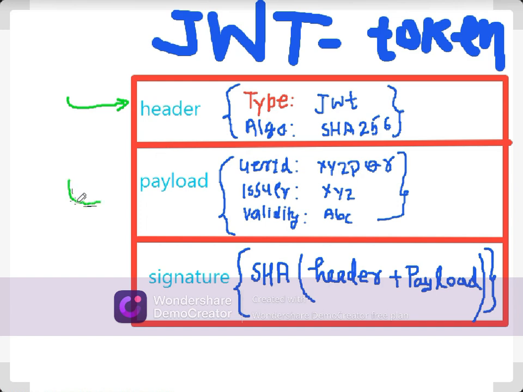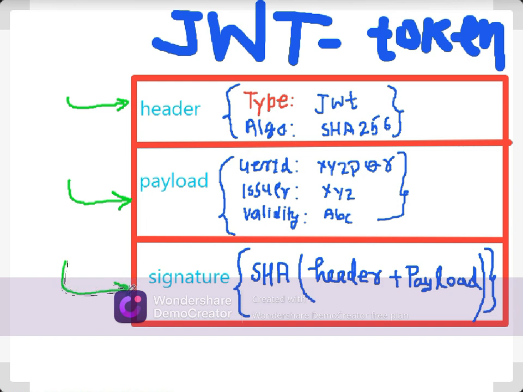Then the second part is the payload. The payload is where all the user-related information is. There could be a user ID, or some ID which uniquely identifies that user, and the issuer ID, which could be something like xyz.com, from where this user is making the request. Then there would be the validity, right? Certain payloads have some more details, but at a high level these would be the details. Now this third part is very important.